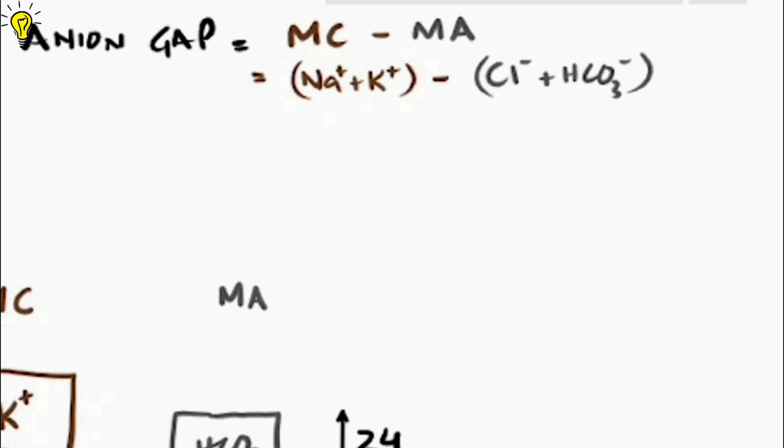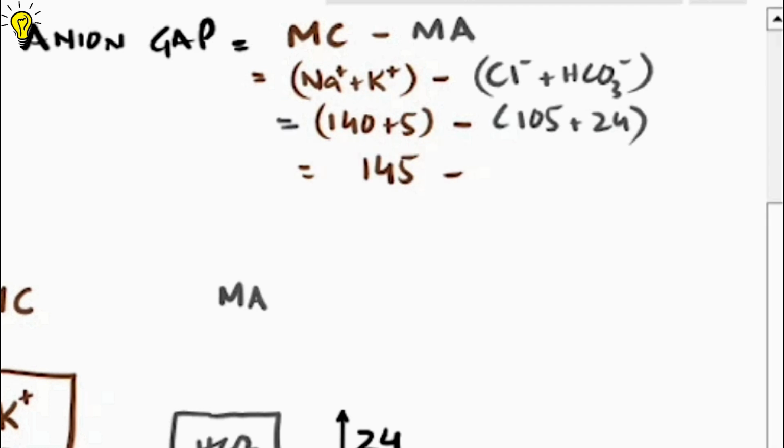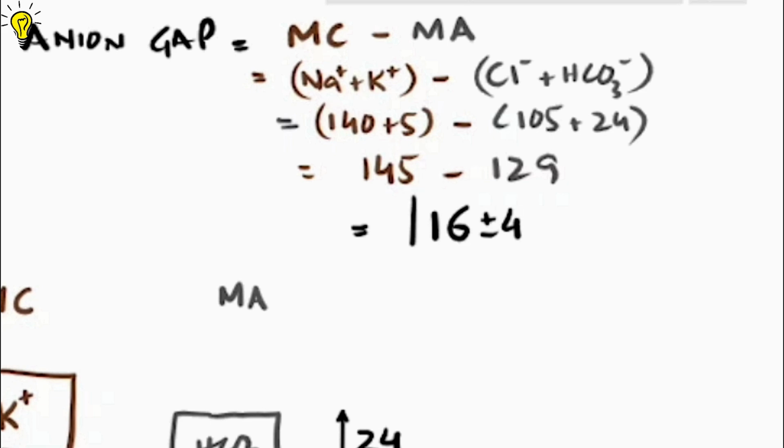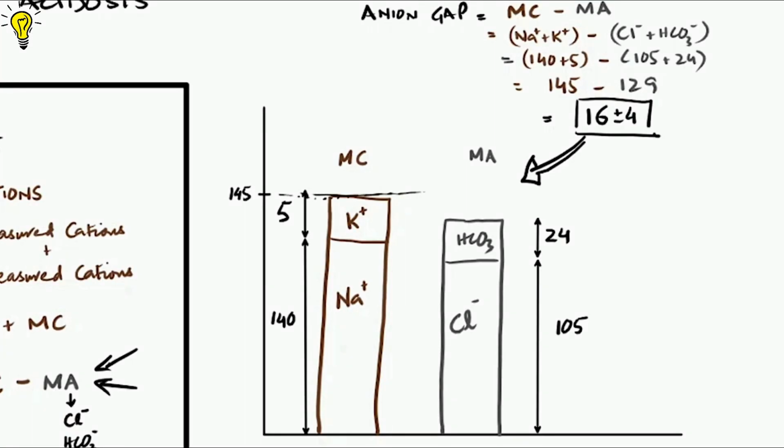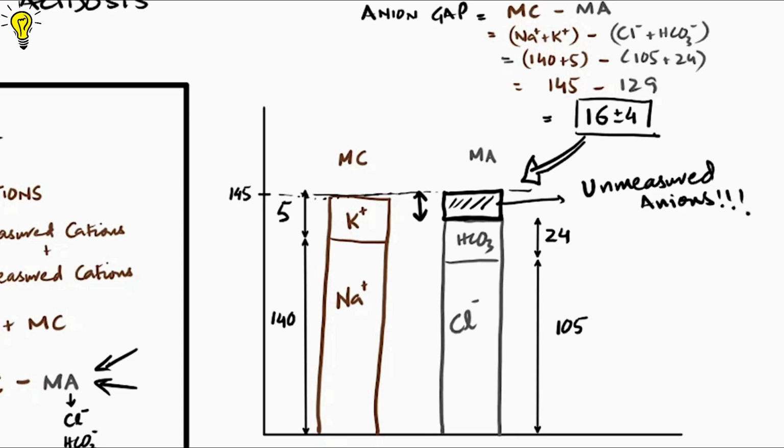Now putting their values into the equation, so 145 minus 129, this is 16 plus or minus 4. So the normal anion gap is 16 plus or minus 4. This is when you add the potassium as well. So where is the difference seen on the graph? Right above the bicarb anion. This black colored box signifies the difference, and this is the box of unmeasured anions such as lactate, phosphate, etc.